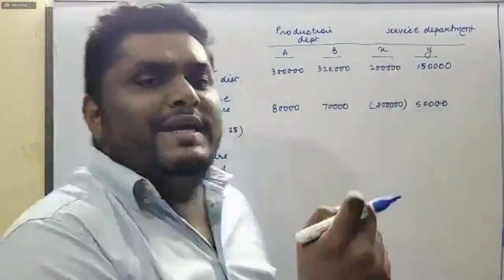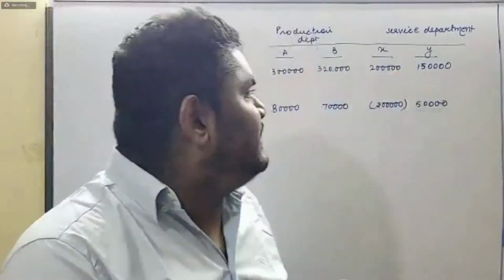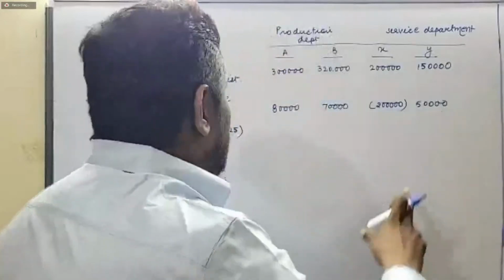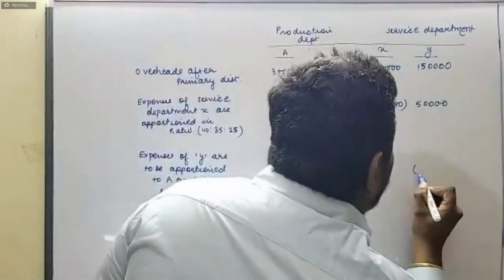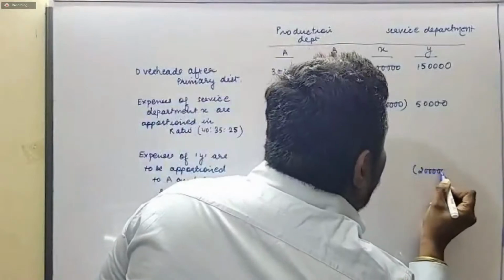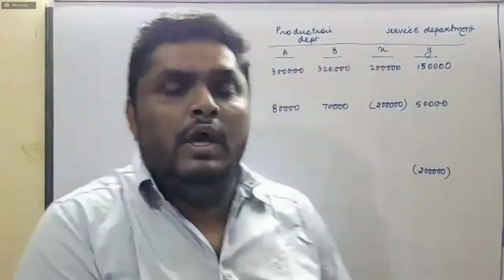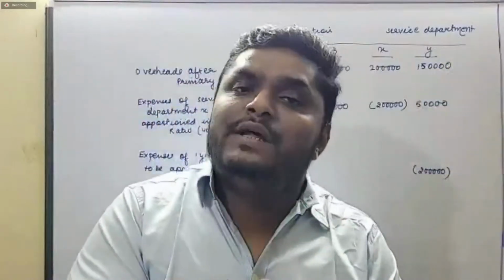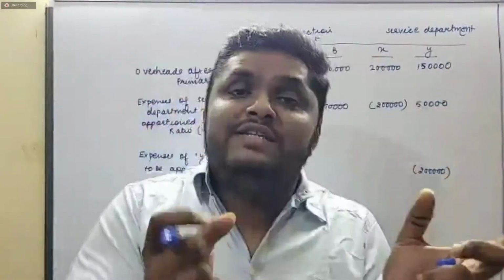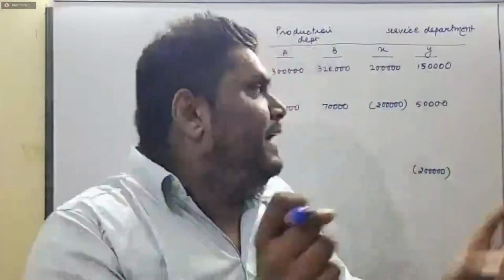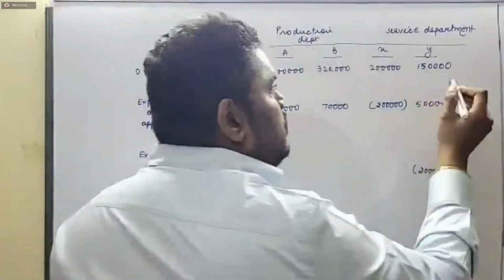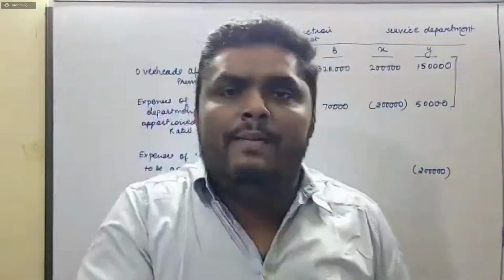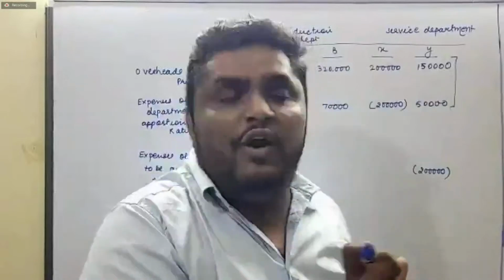Now, the overheads of Y department were 1,50,000. Further, the overheads apportioned from X is how much? 50,000. So the total overheads of Y department is how much? 2 lakh. I repeat again, the overheads as per primary distribution of Y is 1,50,000. Further, the overheads of X department apportioned to Y department is 50,000. So the total is 2 lakh.